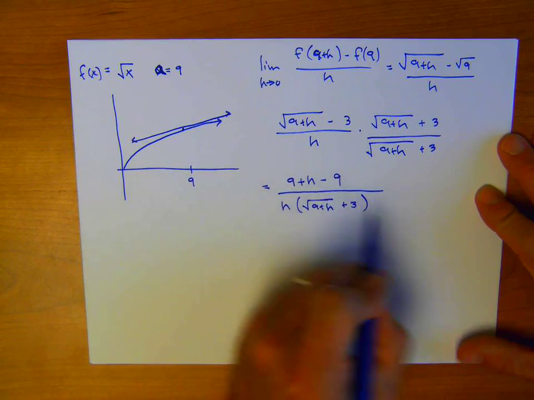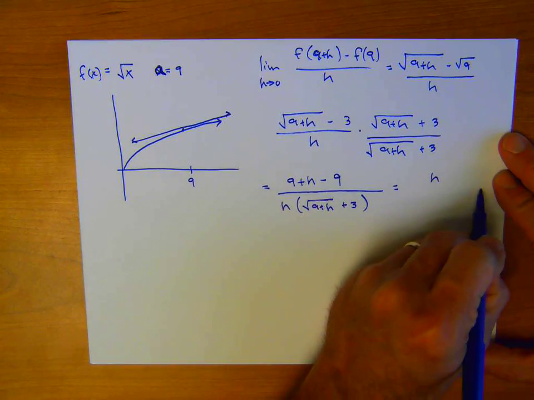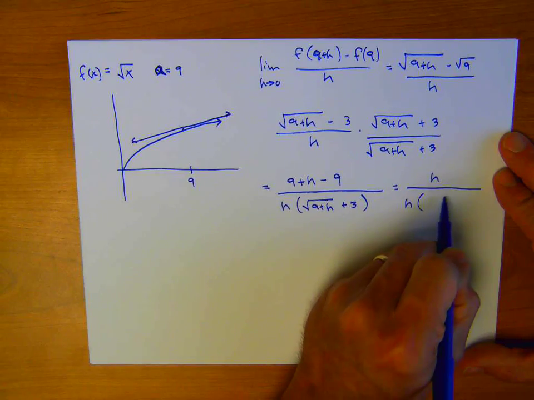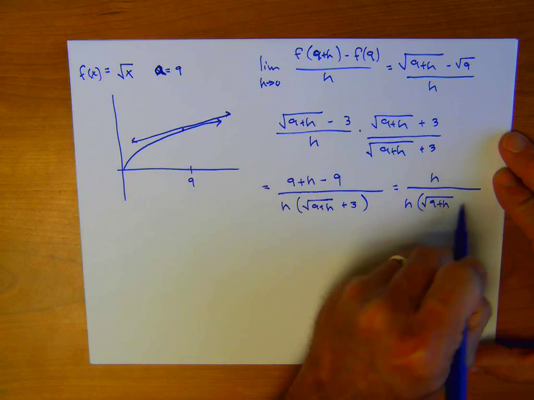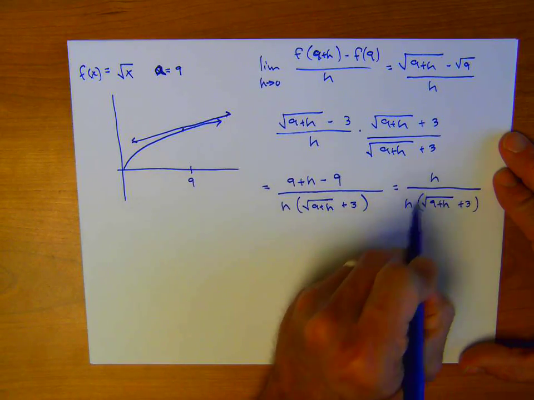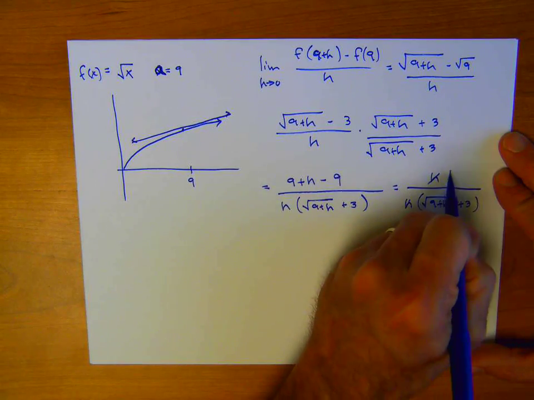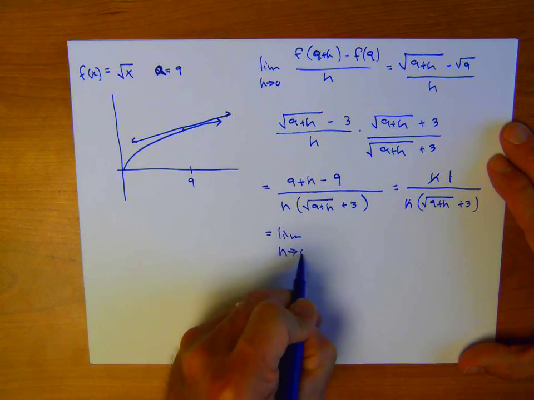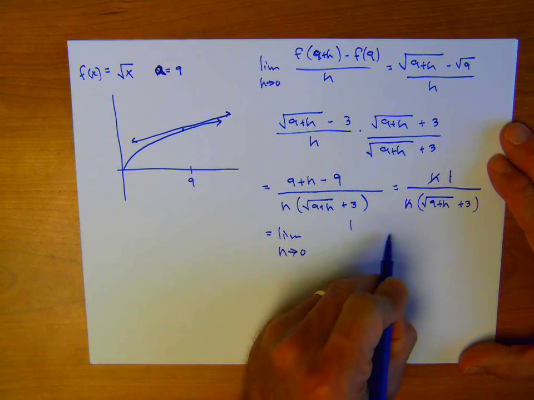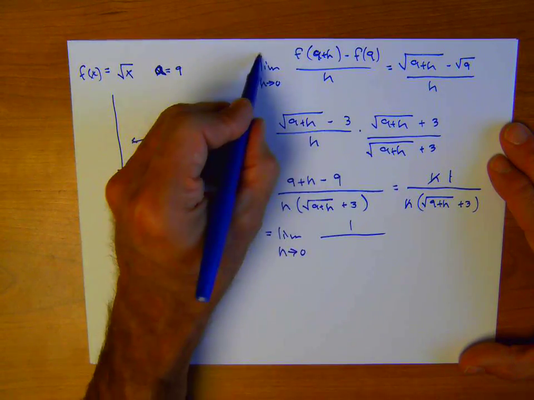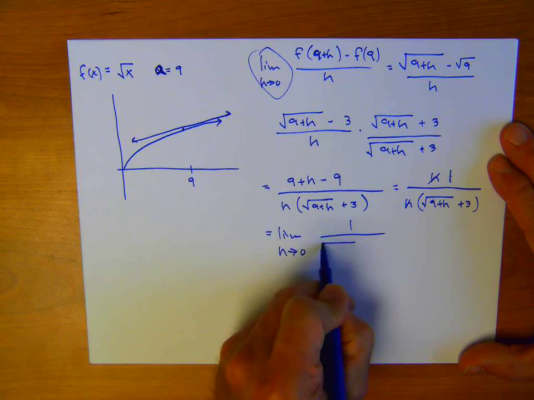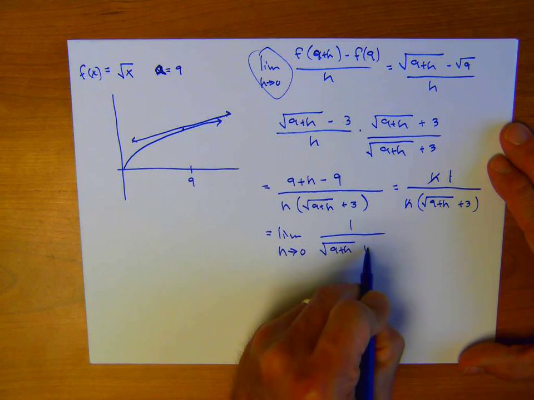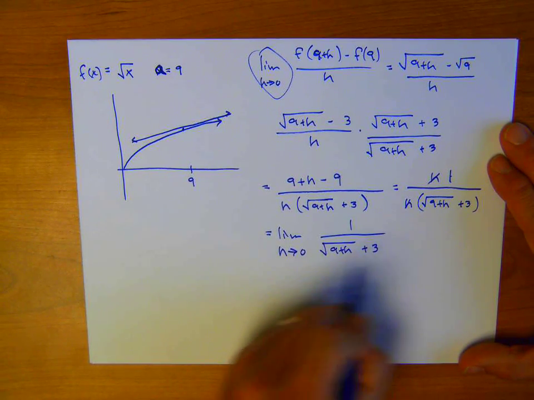Of course, the numerator simplifies just to h over h times the square root of 9 plus h plus 3. h divided by h is 1. So now I'm taking the limit as h goes to 0. Don't forget, I did all the algebra in here, but we start off with a limit. So the square root of 9 plus h plus 3. Now I can just plug in.